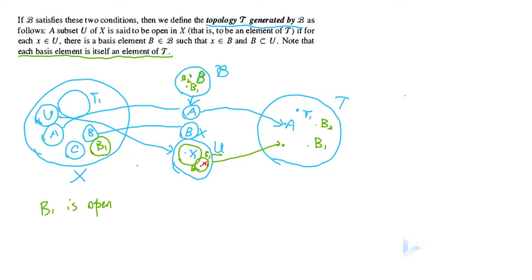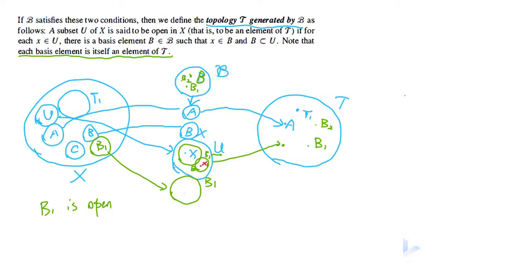But how can we prove that? How can we prove B1 is open? Now we can use the process we used before. We use basis B to determine if subsets of X are open or not. So we can also use the basis B to determine if B1 is open or not. So we can put B1 here, then we use basis B to determine if B1 is open or not.